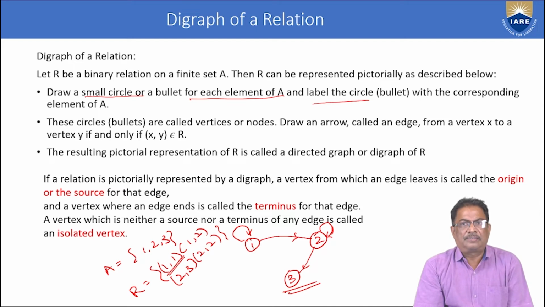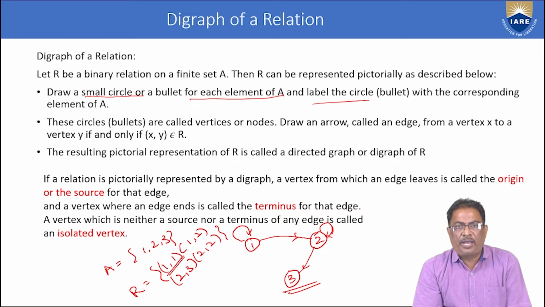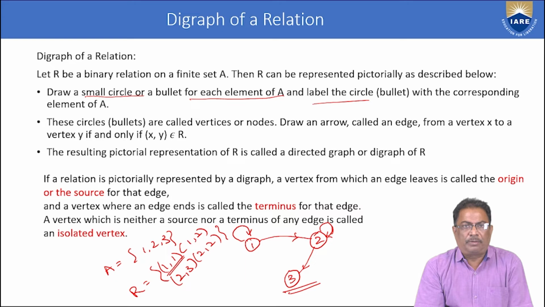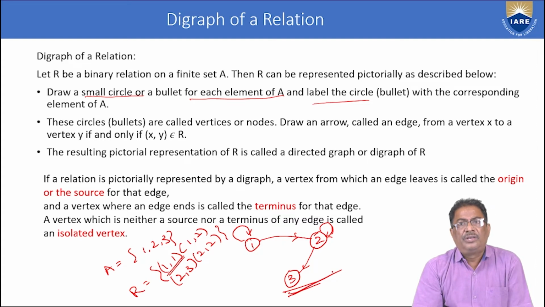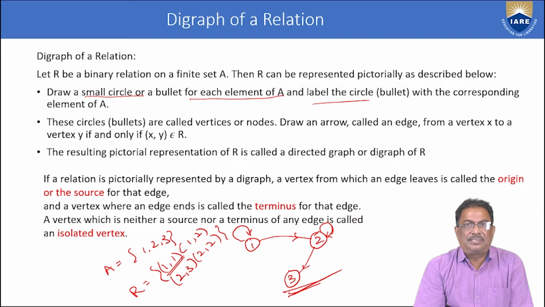Now we are going to draw a directed edge from node X to node Y if (X, Y) belongs to R. In that way we are going to represent it. So the pictorial representation of a relation is known as a directed graph, or we can simply call it a digraph.